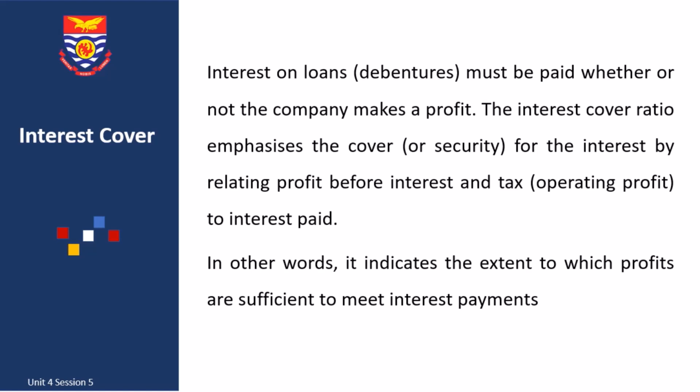In other words, it indicates the extent to which profits are sufficient to meet interest payments. A high interest cover ratio means that profits are more than sufficient to cover the interest that must be paid. A low interest cover ratio is a danger signal, as this suggests that the company is only just able to meet its interest payments. So this means after calculating our interest cover, the higher the interest cover, the better.